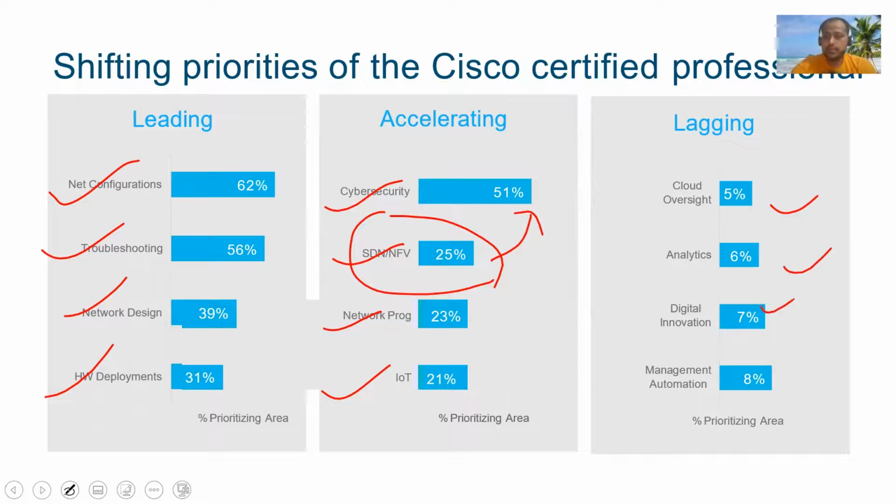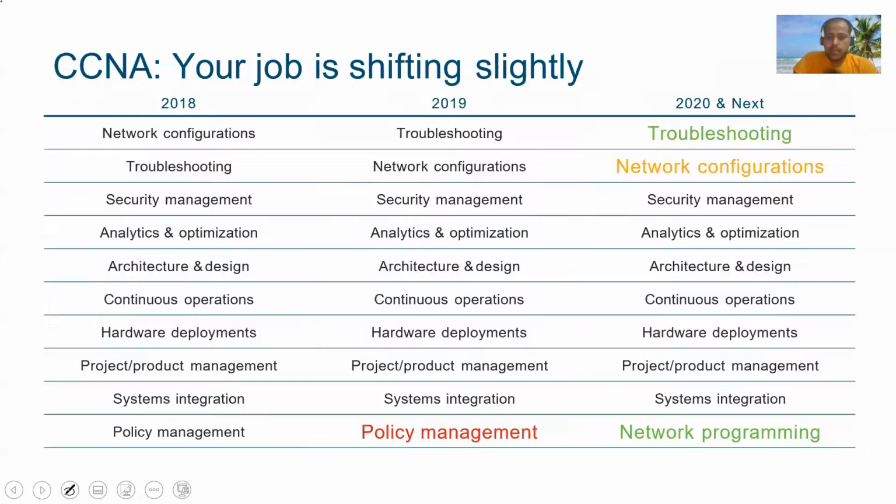Analytics, digital innovation, and management automation. This is again one of the key areas, and you will see that so many companies, so many vendors, are creating management platforms. Management platforms or orchestration platforms we have in Cisco: for DNA, you have DNA Center. For WAN, you have SD-WAN. For ACI, you have the APIC controller. So those are nothing but the management automation platforms.